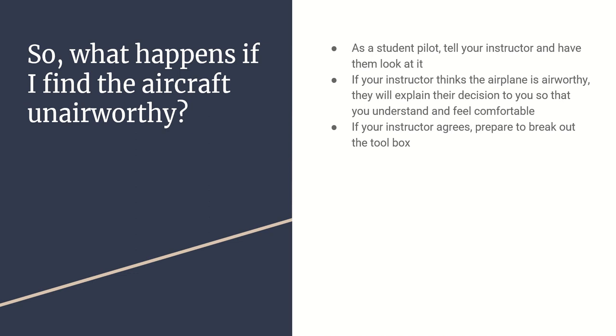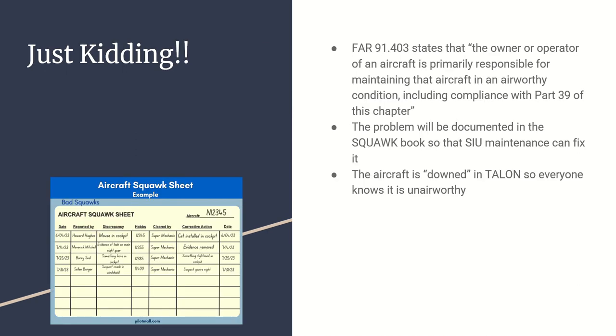So when you find the aircraft unairworthy, we talked about the squawk book and all of that, and it gets downed in Talon, right? So nobody flies it. You don't have to actually do anything. You don't have to fix it, right? Because the owner operator is the party that is responsible for the maintenance and upkeep of the airplane. So all we have to do is communicate to SIU or the School of Aviation that the plane is not working or something's wrong with it, and then they will attend to it when they can.